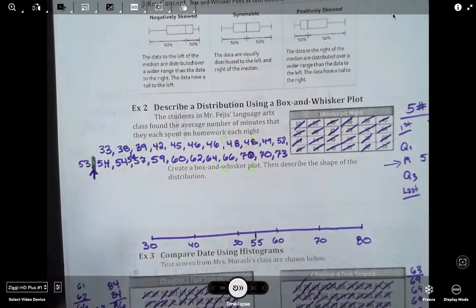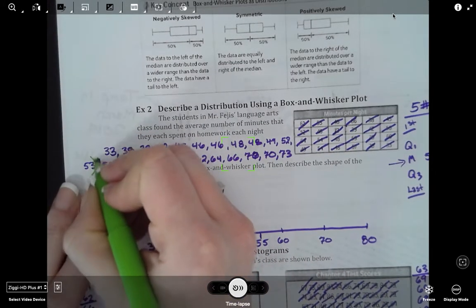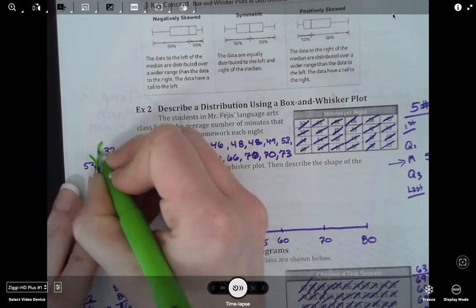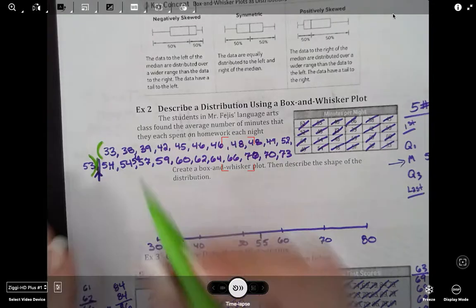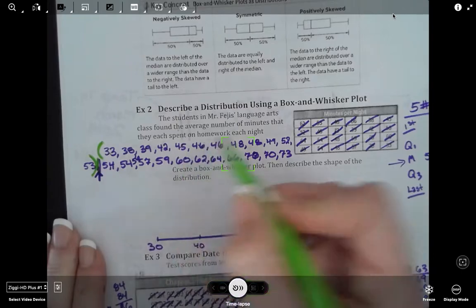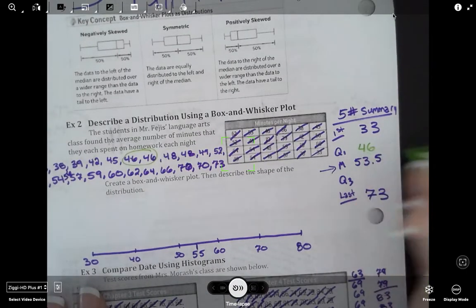Now, how do you find Q1? Yep, you go between the first and the middle. I do a little bracket thing right here, and I'm going to find the middle of those numbers. How many numbers are in that set? 12. So the middle number will be between the 6th and 7th number. 1, 2, 3, 4, 5, 6, and 7. Oh, yay! They're both the same number. So 46 is my Q1.